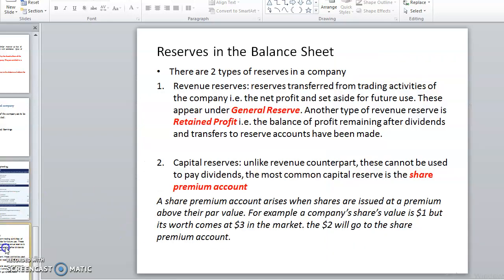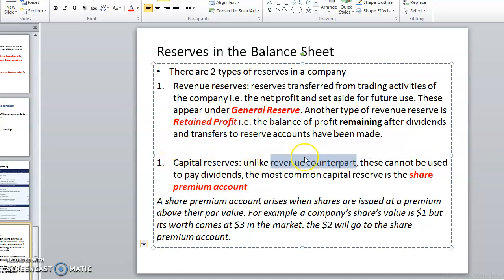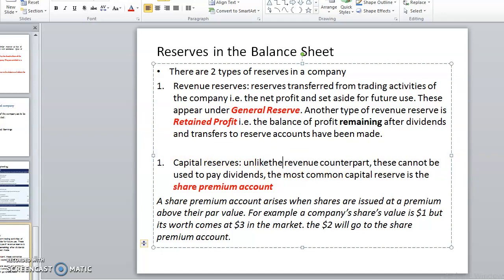Now moving back to our slide in question. So what is a retained profit? The balance of profit remaining, please remember, remaining after the dividends and transfers to reserve accounts have been made. Next come your capital reserves. What are capital reserves? Unlike their revenue counterpart, these cannot be used to pay dividends. The most common capital reserve is the share premium account.